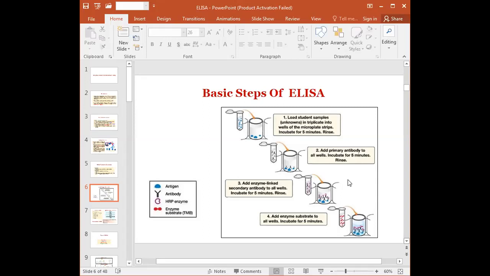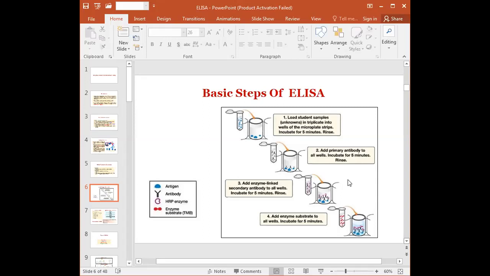So we have to allow 5 to 10 minutes for that, and then we will rinse it to remove the unbound antigens or unbound sample. Next step is that we have to add a specific antibody that will function as a primary antibody towards that antigen. We will add a sufficient amount of antibody and allow it to react for at least 5 minutes, and then again we will rinse it to remove the excess unbound antibody.